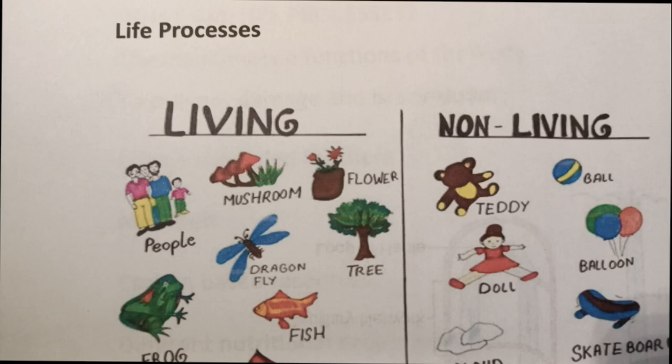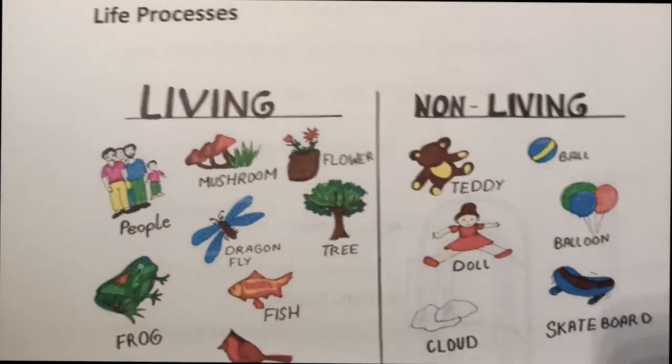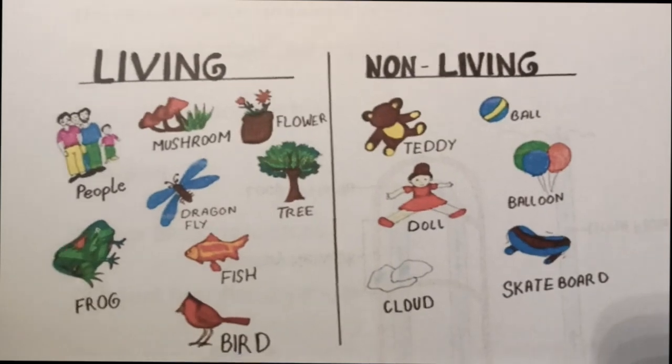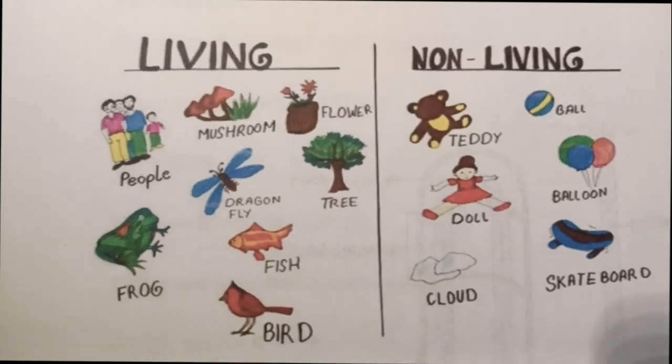So what is life? What is a living being? When do we call something alive or not alive? There are various concepts here. Alive is something that is moving. Look at this diagram. People, flies, fish, frogs, birds, these are the moving objects.